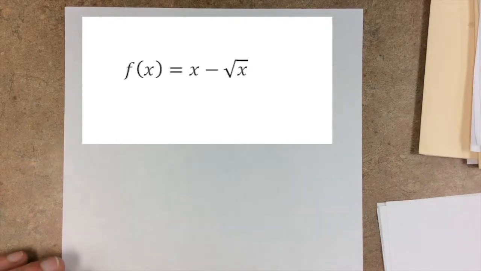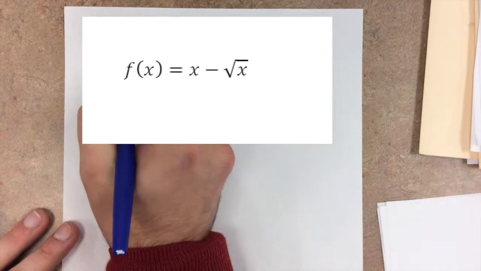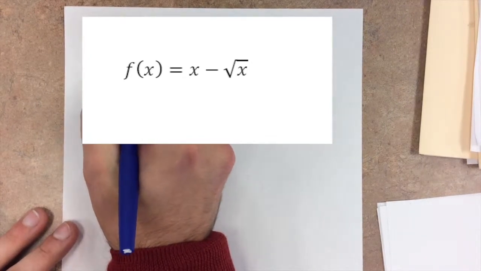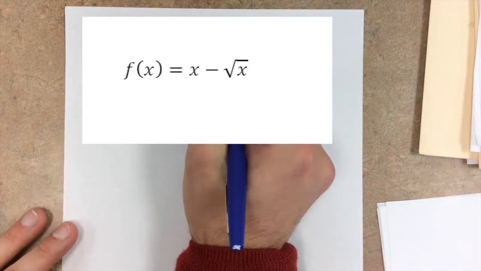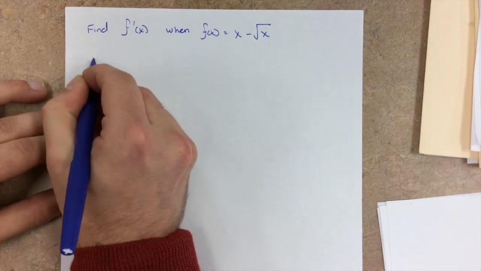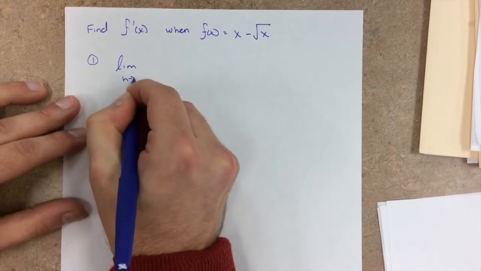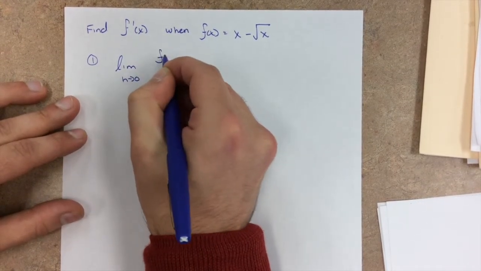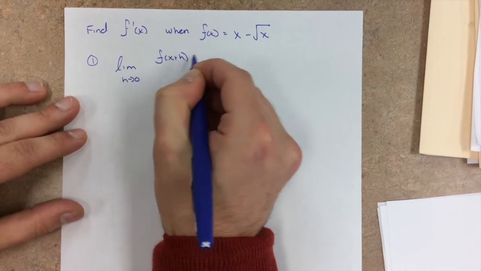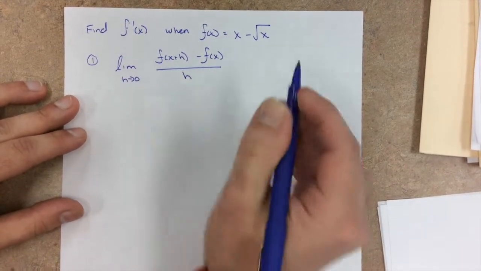Alright guys, we're going to do this really quickly. This is just a review from your homework problem. We're trying to find the derivative, f prime of x, when f of x equals x minus the square root of x. So let's first write the limit definition of a derivative. It's the limit as h approaches 0 of f of x plus h minus f of x, all over h.